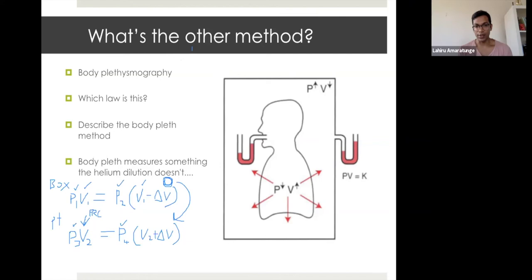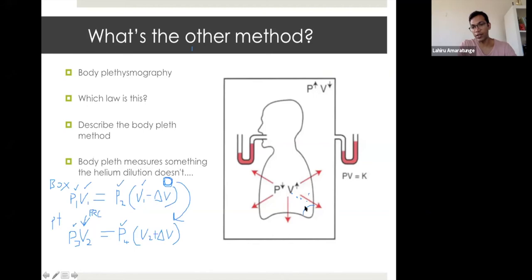Yeah, so you're absolutely right. Helium dilution depends on the helium molecule being able to dilute itself by going into the various air spaces. And if I imagine that this airspace here on the diagram is closed, my helium molecules won't get there, right? So it's not going to account for this extra space.